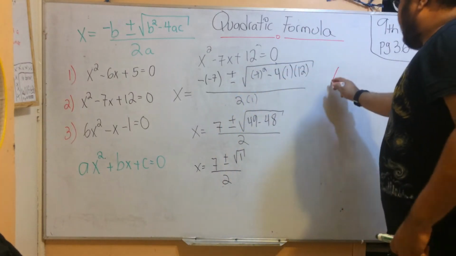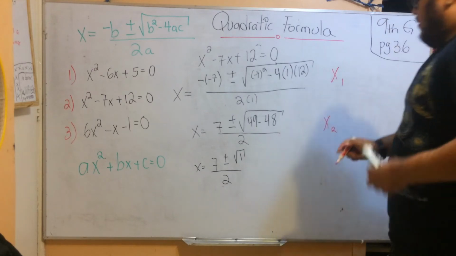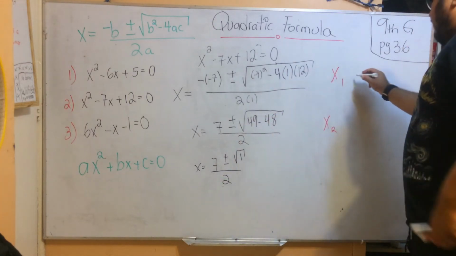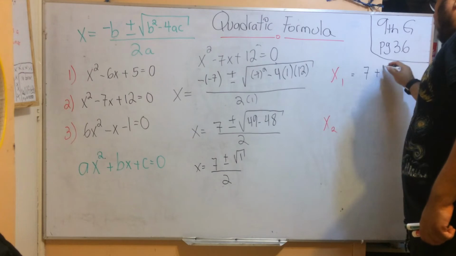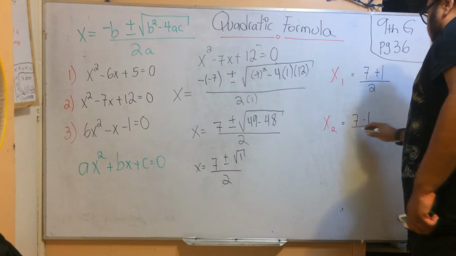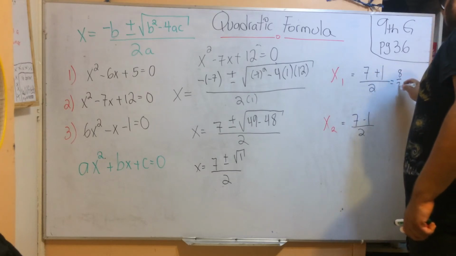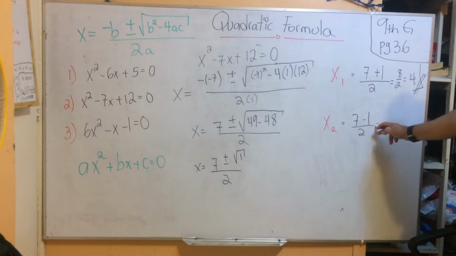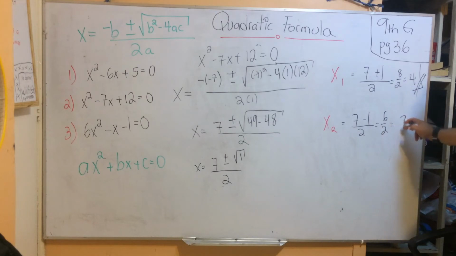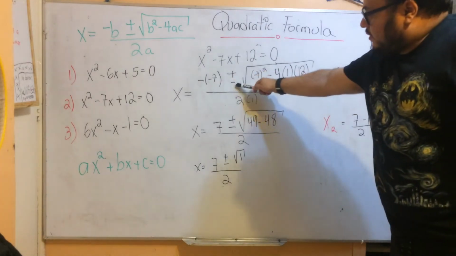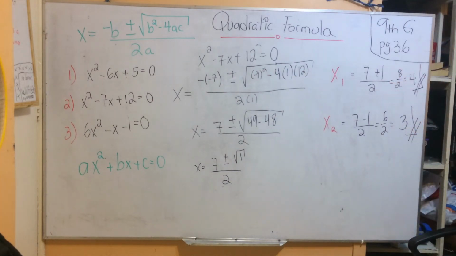Okay, so let's take our two answers, x1 and x2, because the square root of 1 is 1. So we have 7 plus 1 divided by 2, and 7 minus 1 divided by 2. This one is 8 divided by 2, so this one is 4. And 7 minus 1 is 6 divided by 2, which is equal to 3. Okay, so this is our answer. Where do we find these answers? Remember, x1 and x2 come from plus and minus, so that means we're going to have two answers.